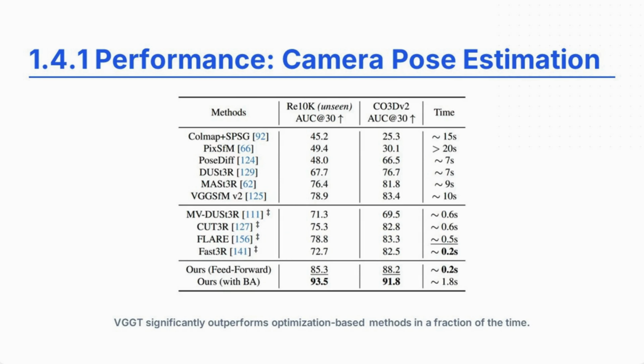This table compares camera pose accuracy and speed. Traditional methods like COLMAP take over 10 seconds, and deep models like DUSt3R and MASt3R still need 7 to 9 seconds. VGGT is a major jump. Its feed-forward version reaches 85.388 AUC in just 0.2 seconds, making it both faster and more accurate. With a BA refinement, it even goes up to 93.5. So VGGT is clearly the fastest and most accurate in this task.